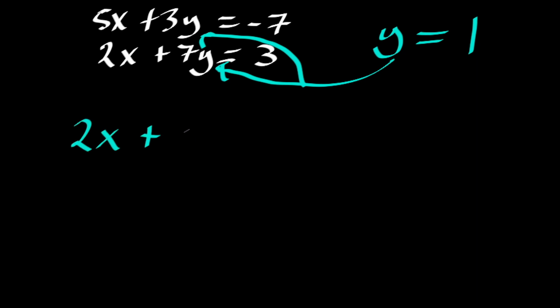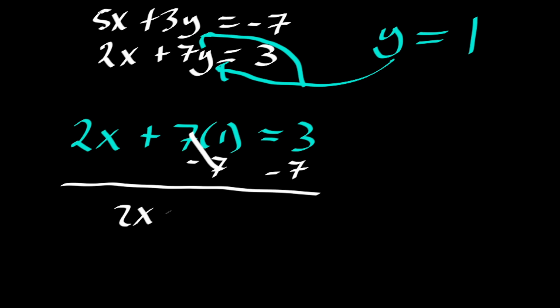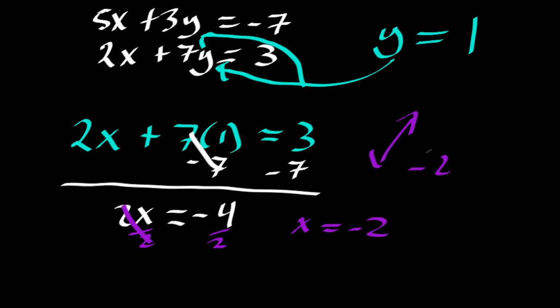2x plus 7, because it's going to be 7 times 1, equals 3. So now we're going to subtract 7 from both sides. 2x is going to be equal to negative 4. Then we're going to divide by 2. So x equals negative 2. So once again, lucky for us, we have an x and we have a y.